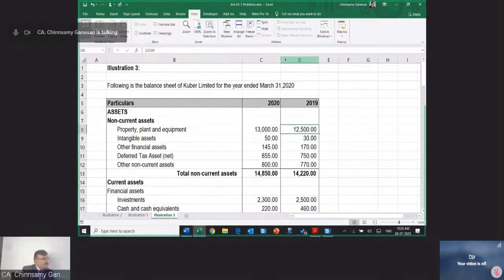Sent a query on Ind AS 8. The Board of Studies will answer this question. Unrealized gain for the purpose of foreign currency transaction: I restated the year-end balance, but it is not collected, so that means it's unrealized. Can you please explain reconciling item in foreign currency? I have explained that.